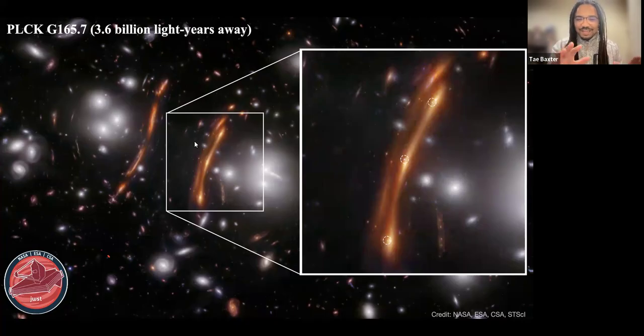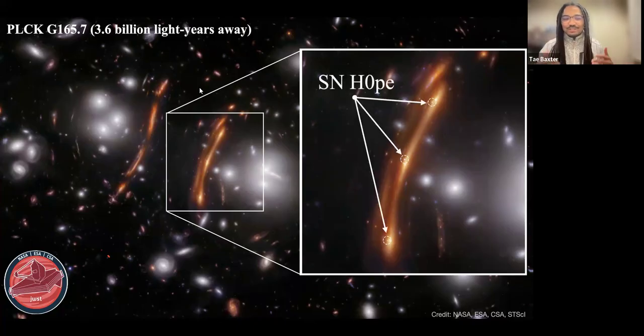I'll give you a second just to guess what these are before I show you. So these are point images, but they're very bright. And again, these red curves are the galaxy that's been stretched out by the gravitational lens that the galaxy cluster creates. All right, so the answer to this is a star that has gone boom. This is a supernova. And it's known as Supernova H0pe. So it's kind of a play on words.